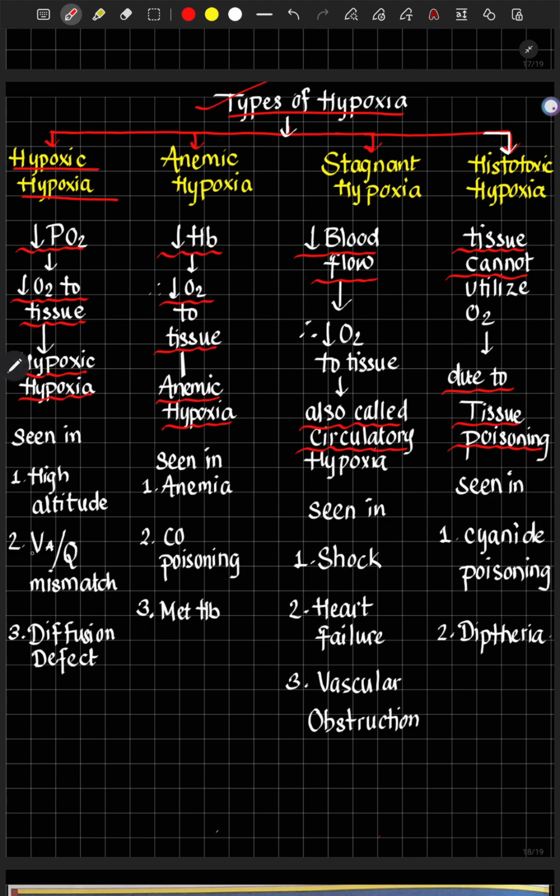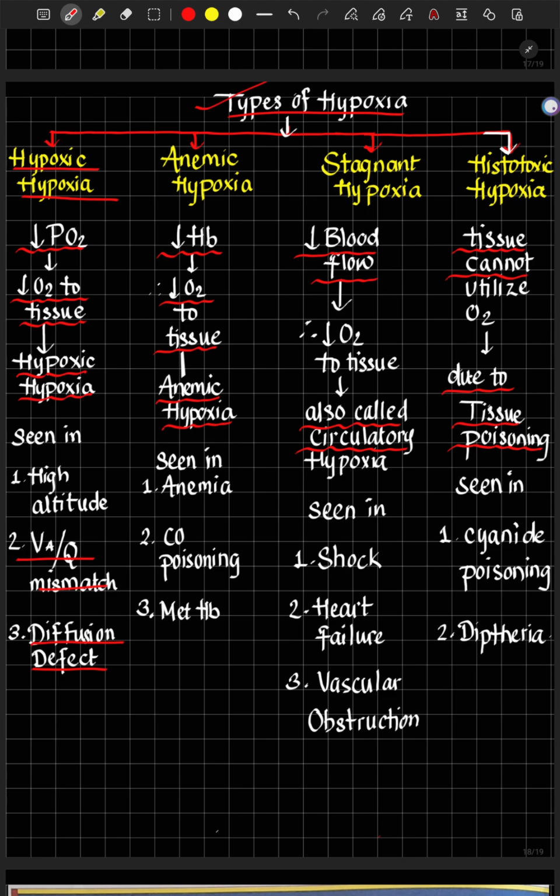Ventilation perfusion mismatch also causes the hypoxic hypoxia. There is also the diffusion defect. As we have seen, the diffusion membrane consists of mainly three layers. Due to diffusion defect, the partial pressure of oxygen may decrease, and this may cause hypoxic hypoxia.